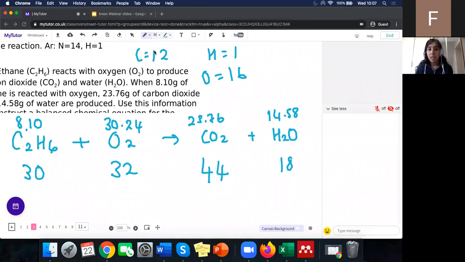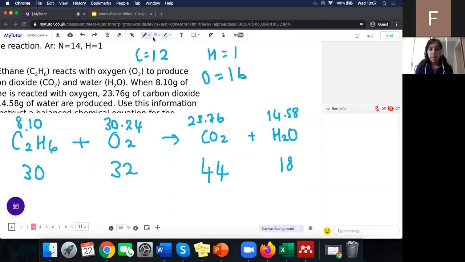So the next thing to do, someone's asking me, how do you work it out? What are you wondering what we can work out? If you're talking about the mass of oxygen, it's because the mass of the reactants is equal to the mass of the products. So if we know the mass of the products is 23.76 and 14.58, if we add those together, we get the total mass of the products. We then subtract 8.10 and we should be left with the mass of the final reactant.